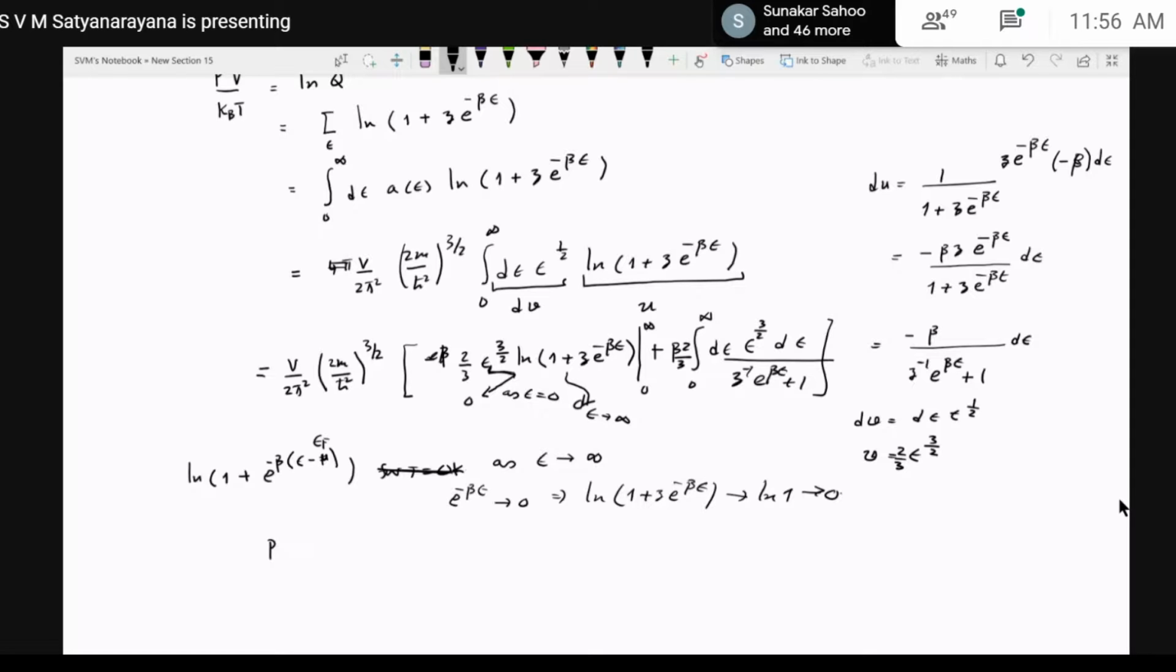PV by kT is equal to V by 2 pi square into twice m by h bar square to the power 3 by 2 into I have 2 by 3 into beta. Okay, 2 by 3 into beta into integral 0 to infinity, I have d epsilon and epsilon to the power 3 by 2 into 1 divided by z inverse e to the beta epsilon plus 1.